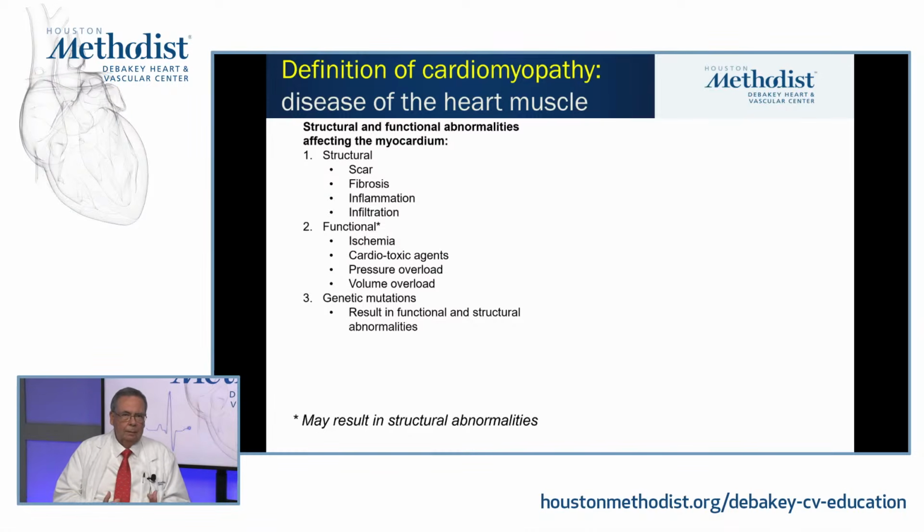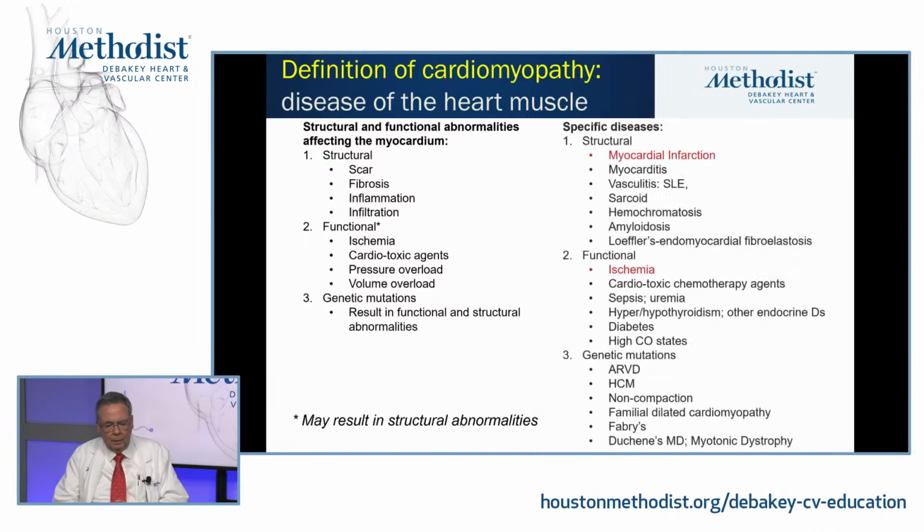So we can think of different ways to classify cardiomyopathies. This is one that I like, but it's not the only one. I like to think in terms of structural issues, functional issues, and genetic diseases. So in the structural category, you have things such as scar, fibrosis, inflammation, infiltration. In the functional, you have, of course, ischemia being a very important one, toxic agents, chronic pressure overload, chronic volume overloads, as we see in different valvular heart diseases. And then for genetics, there's a whole host of different genetic disorders that themselves can affect the function of the heart as well as the structure of the heart.